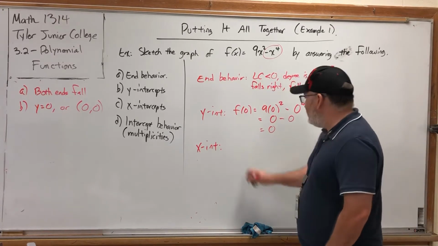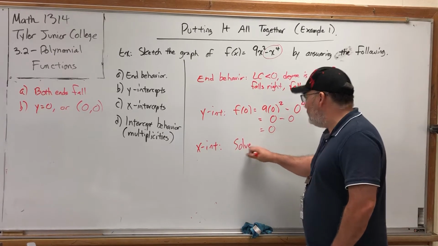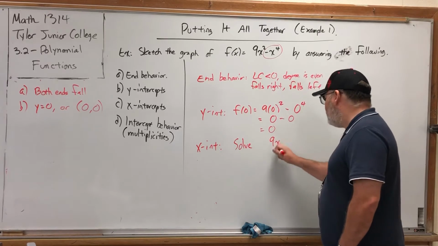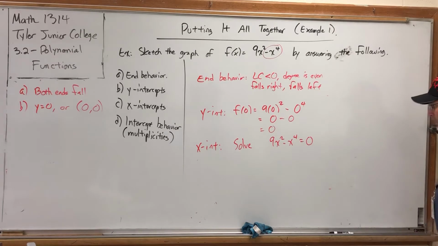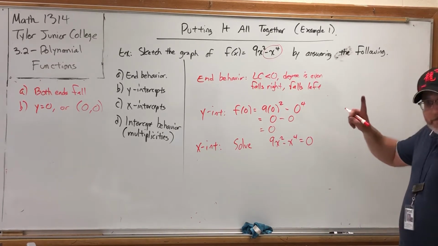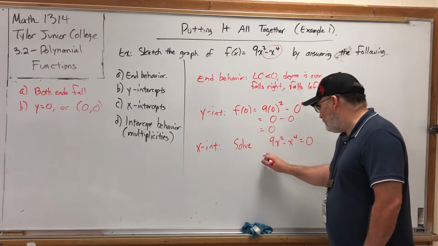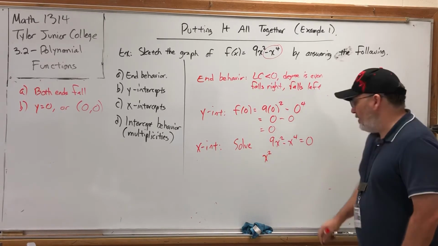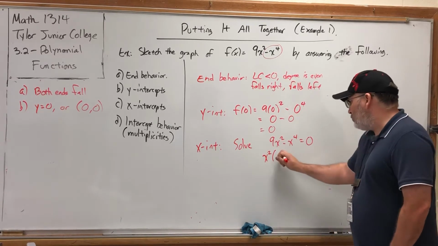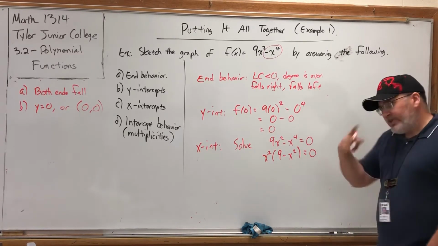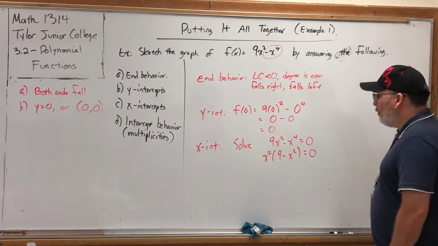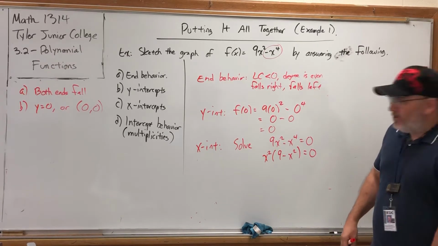And remember, for the x-intercepts, we have to solve the function equal to 0. So solve 9x squared minus x to the fourth is equal to 0. Let's get this factored. Greatest common factor. Everybody has some x's. More specifically, everybody has an x squared. So if I factor out an x squared, I get 9 minus x squared, which is a difference of squares. Some people would call it backwards. That's a matter of opinion.